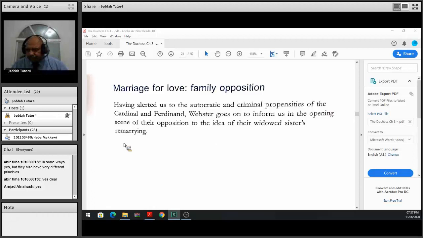Those obsessions and those concerns turn into insecurities. If you still remember when we spoke about Othello's insecurities, the cardinal and Ferdinand have their own insecurities, and those insecurities happen to be the embodiment of the entire society's insecurities when it comes to marriage that is based on love, marriage across the classes, among other things.